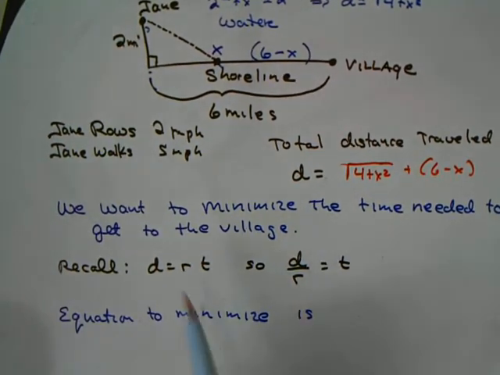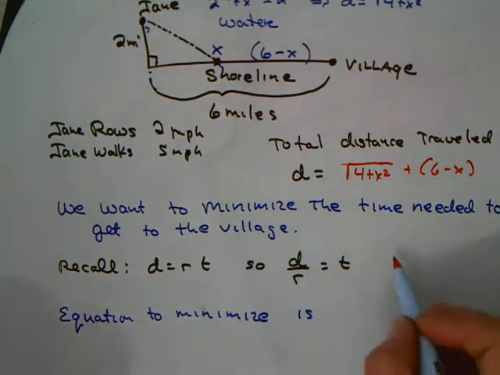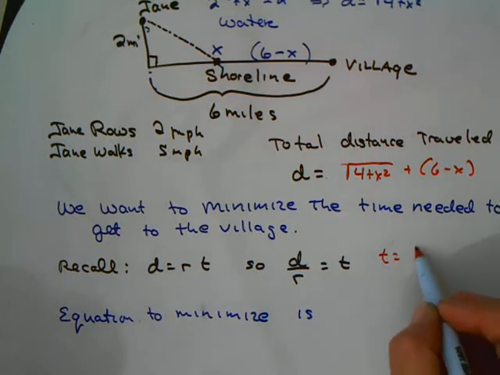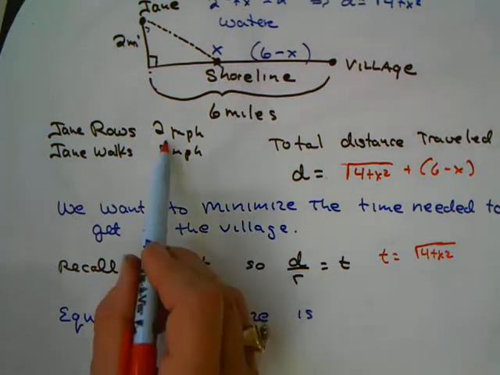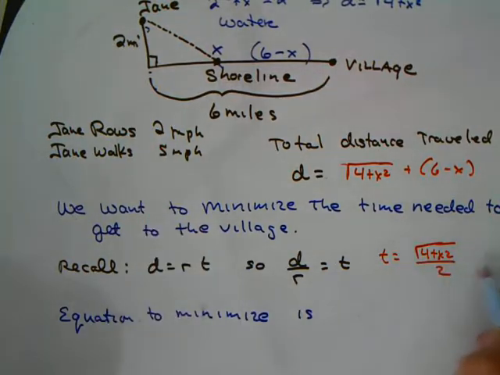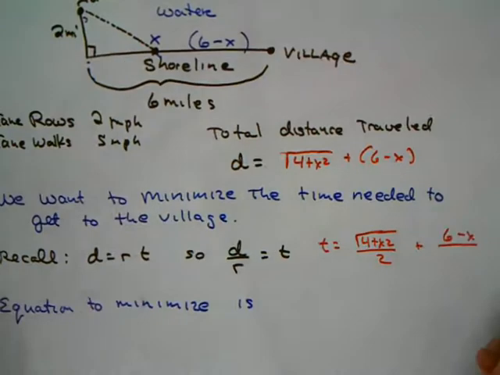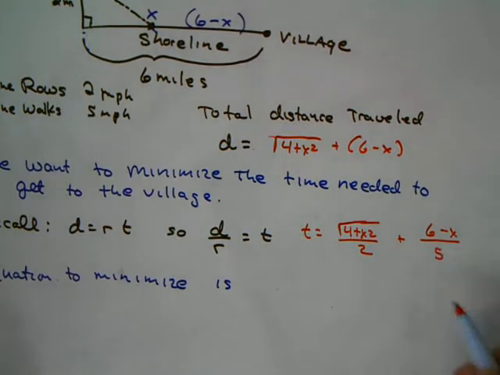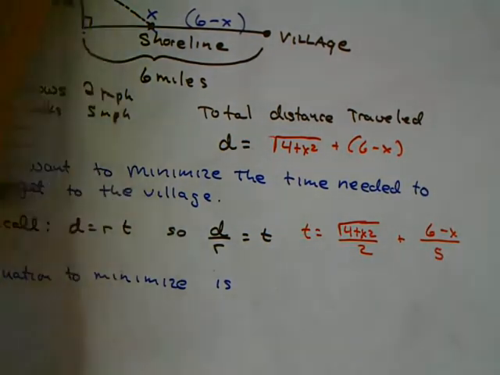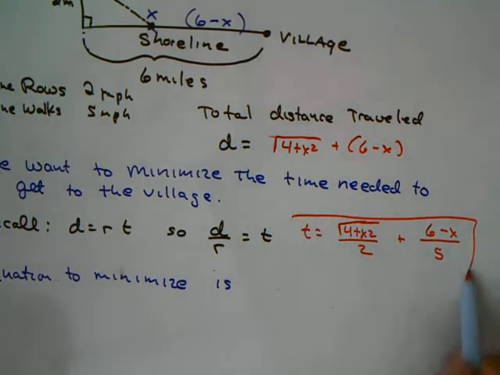So since we want to minimize time, we look at distance equals rate times time. If that's true, solving for time, we've got distance divided by the rate. So now, the time she's going to need is the square root of 4 plus x squared. Recall that's her rowing time, so that's going to be divided by 2, plus 6 minus x. That's her walking time, so we're going to divide that by 5. So that's what you are going to minimize, this equation right here.